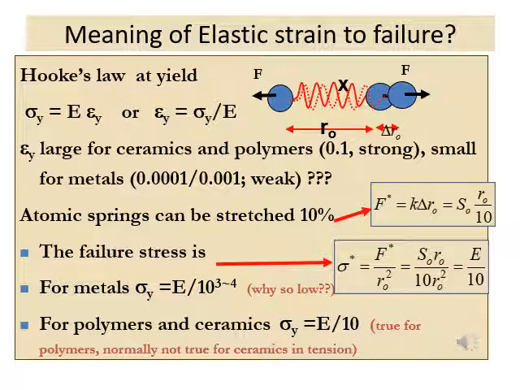Since the atomic springs can be stretched up to 10%, we can derive the equation into F is equivalent to S naught multiplied by delta R naught. The delta R naught can be changed into R naught divided by 10. Take into account that the failure stress, sigma asterisk, is equivalent to elastic modulus divided by 10. For polymers this equation is true, but for metals it should be a smaller value due to their metallic bonding.